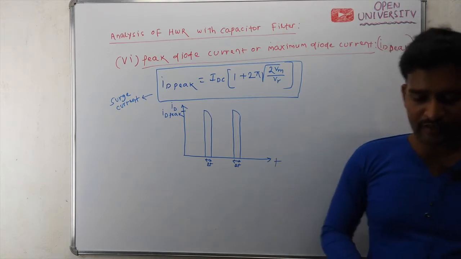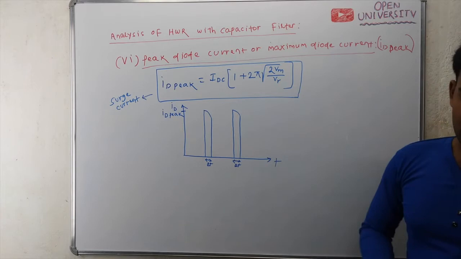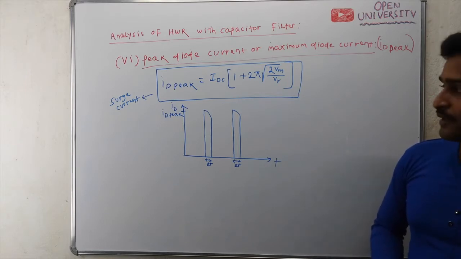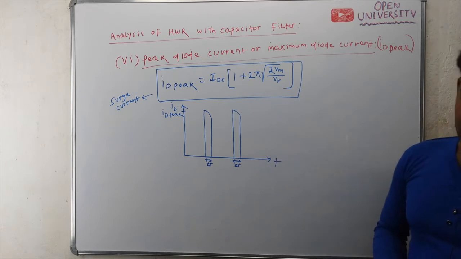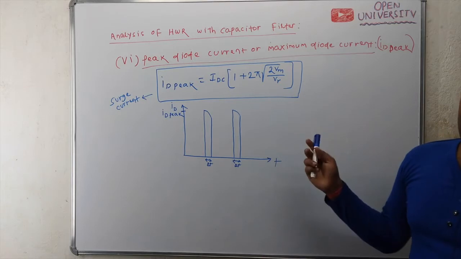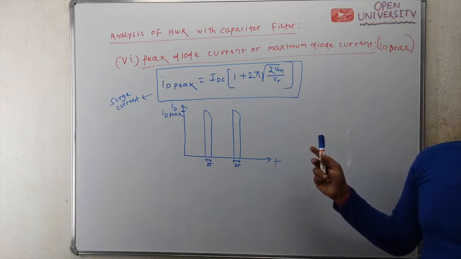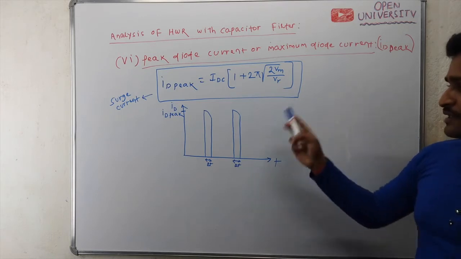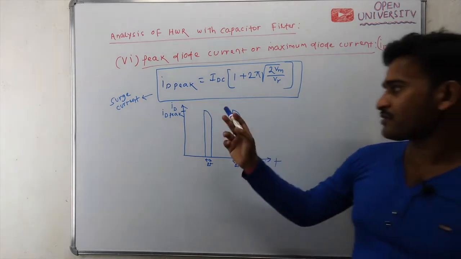Now, what is this ID peak? When your diode begins conduction, your capacitor will charge by drawing a very heavy current through the diode. When diode conducts, capacitor starts charging through the diode by drawing a heavy current. Due to this, your diode current will increase suddenly. This sudden increase in the diode current is known as surge current. So ID peak is also called as surge current.